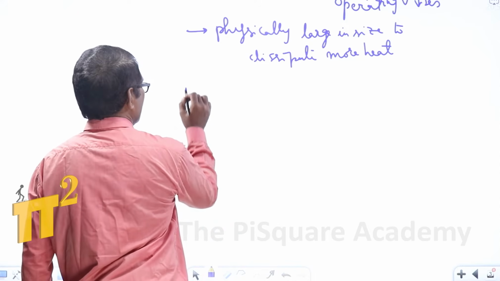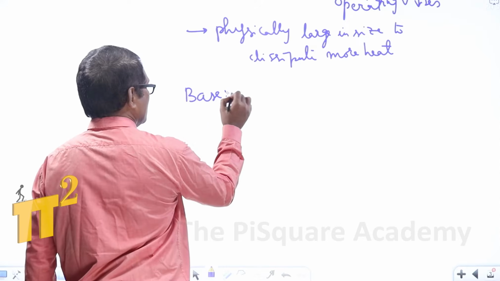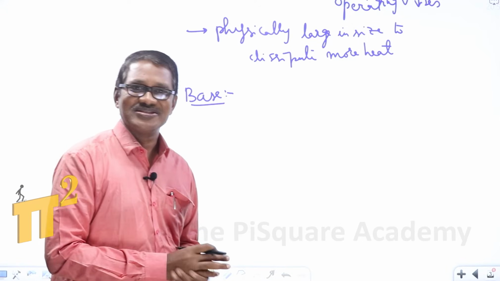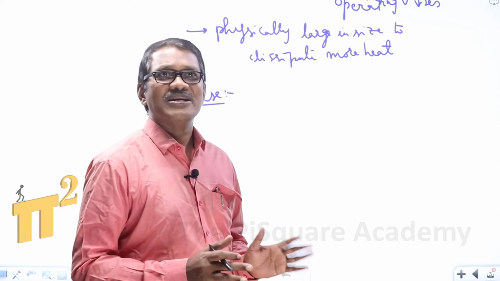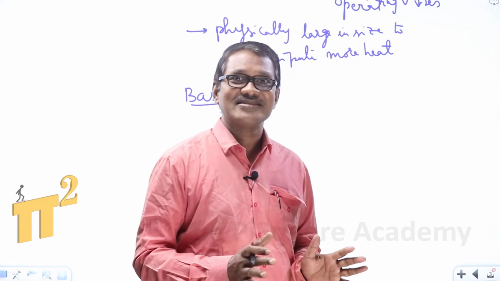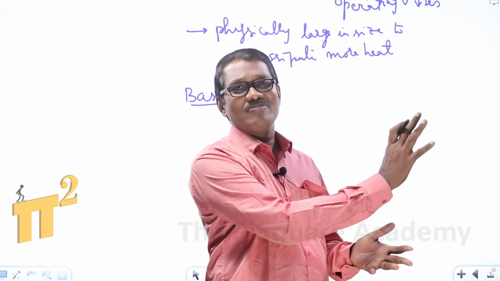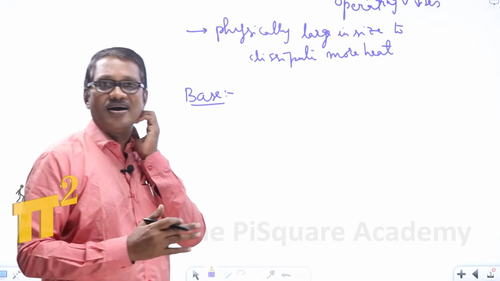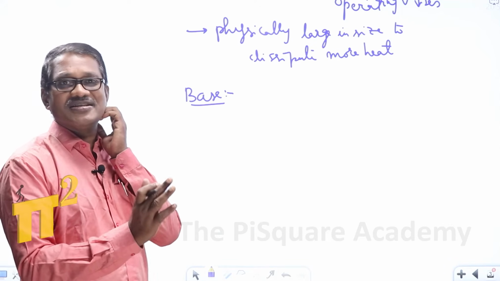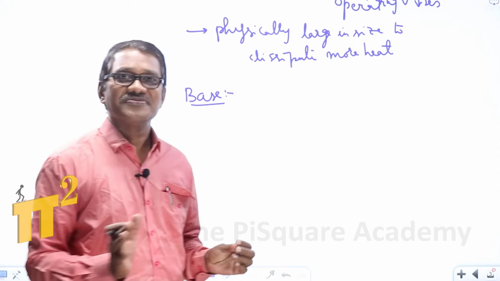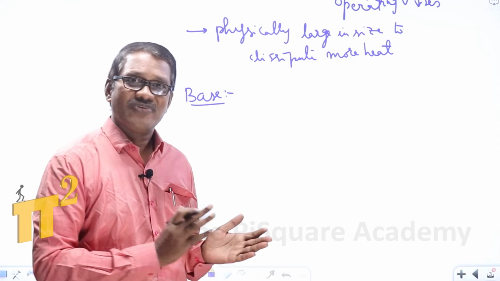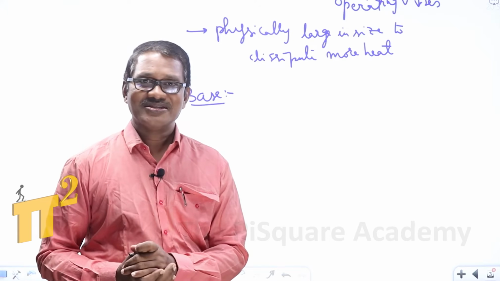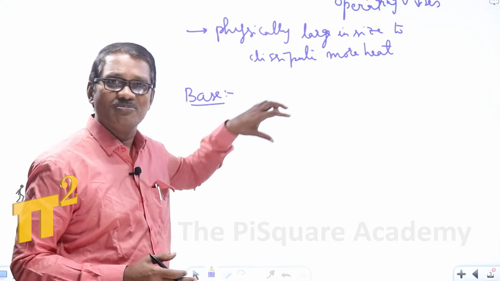So, the next section, the base. What is the basic function of the base? The basic function of the base is that the majority charge carriers are transported through the base region. The majority carriers injected by the emitter are transported through the base region. That means it is capable of transferring majority charge carriers from emitter to collector through the base region. Have you understood this, right? That is the basic function of the base.